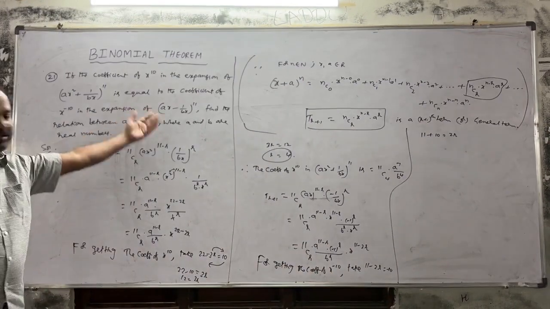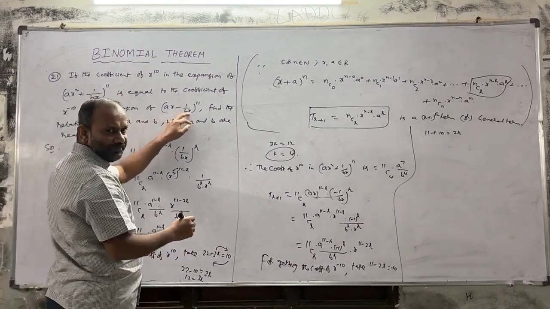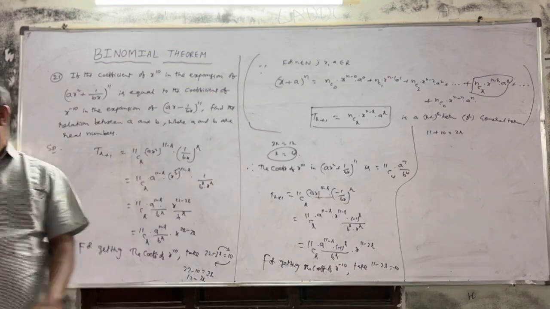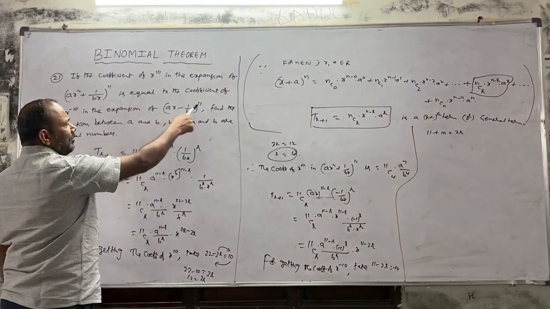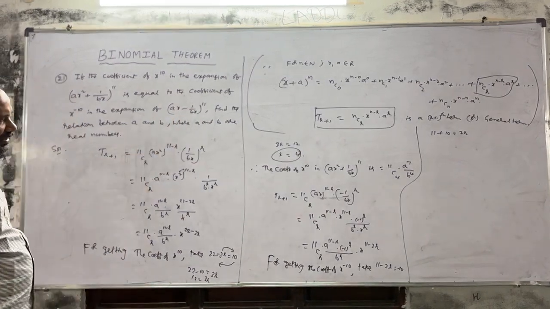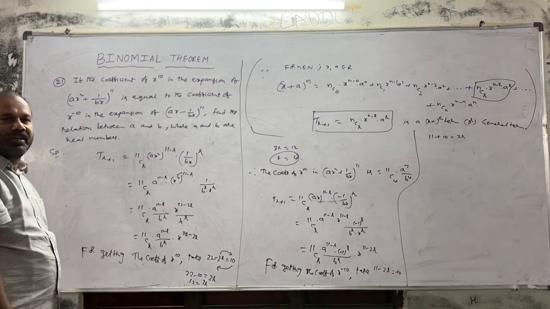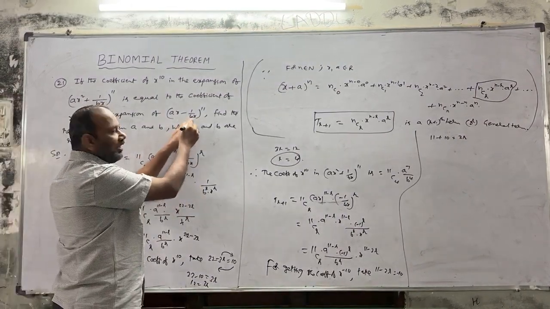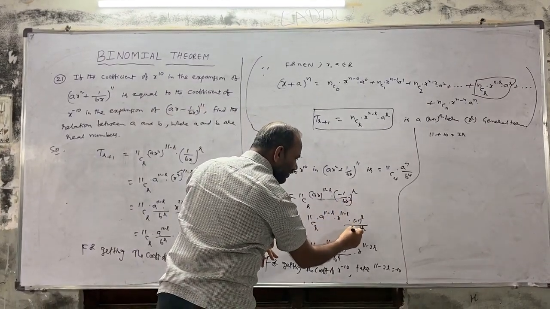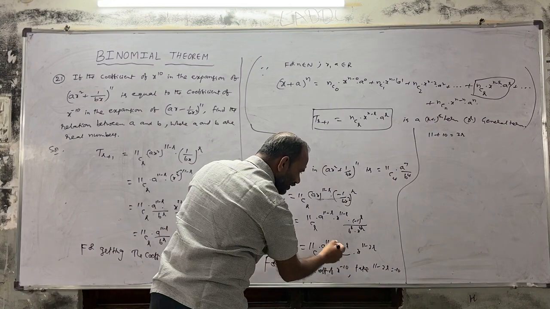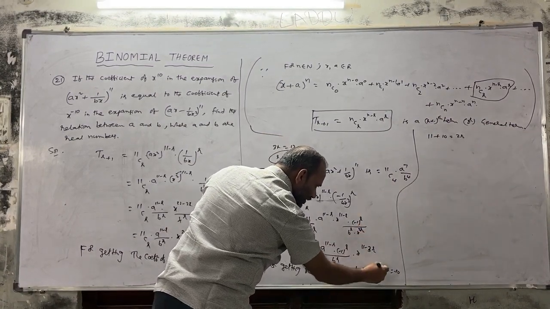Check once more. I thought this is a mistake, one of the mistakes. Checking this, I think this is bx square. See the problem: (ax minus 1 by bx square) whole power 11. It is not x, it is x square, the 21st problem. So this is bx square. This is x power 2r, so x power 2r means this is x power 11 minus 3r. Okay, everything is correct.